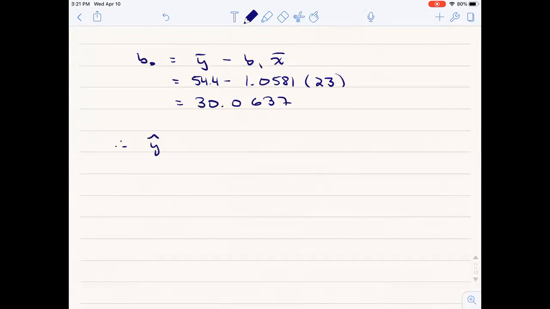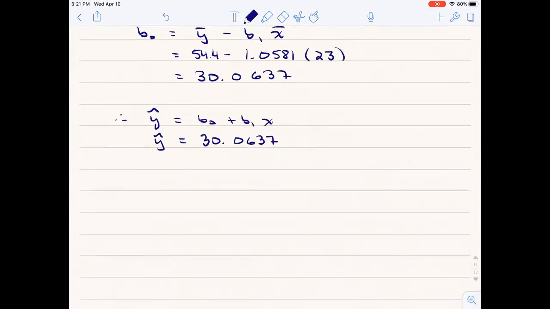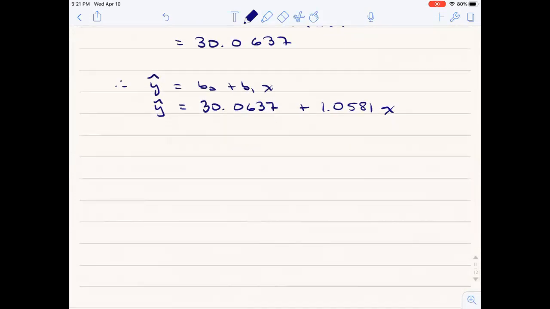So your least squares regression line, Y hat is B0 plus B1X, which in our case, Y hat is 30.0637, not rounding, plus 1.0581 times x. So that's your least squares regression line.